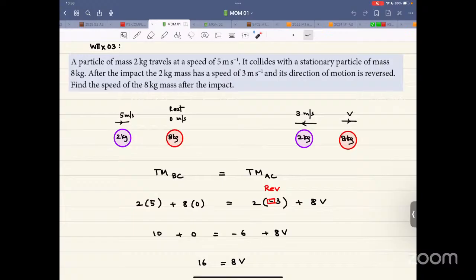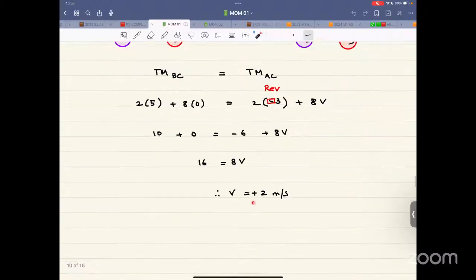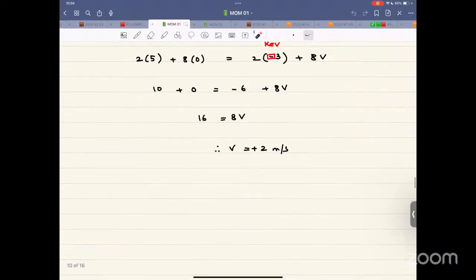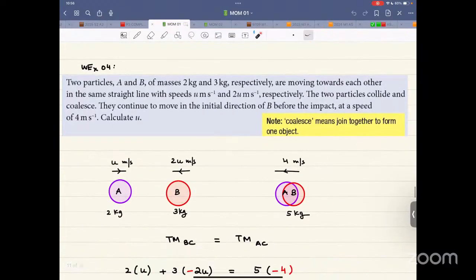So this is m into v: 8 into 0, plus 2 into 5, equals 2 into negative 3 because of the reversal, plus 8 into v. If v comes out to be positive, that means it's moving in this direction. If v came out to be negative, it's moving in the opposite direction.